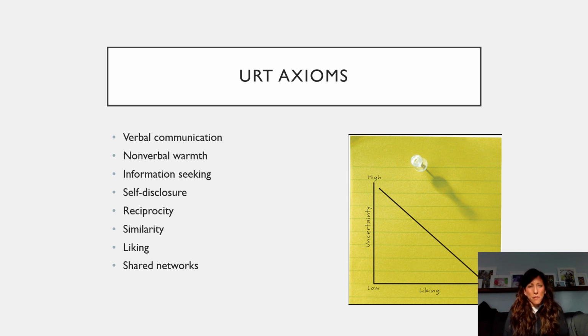Let's try that again. Reciprocity. There we go. Reciprocity and uncertainty are positively correlated. I would have put a positive sign there. And here's the explanation for that.